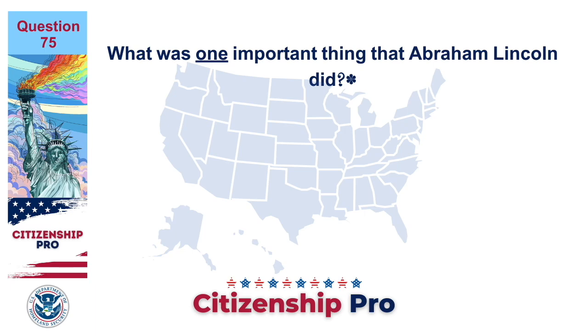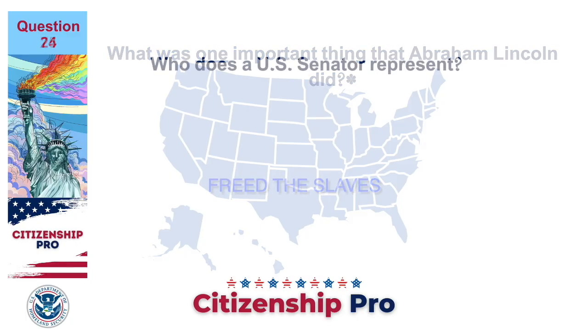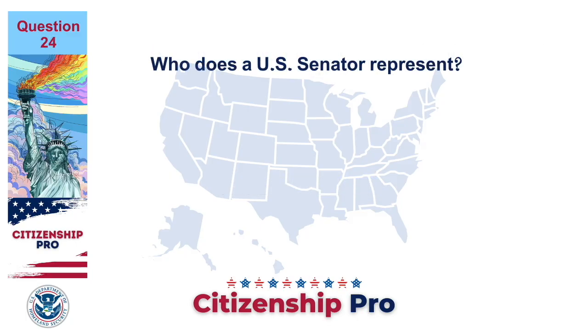What was one important thing that Abraham Lincoln did? Freed the slaves. Who does a U.S. Senator represent? All people of the state.